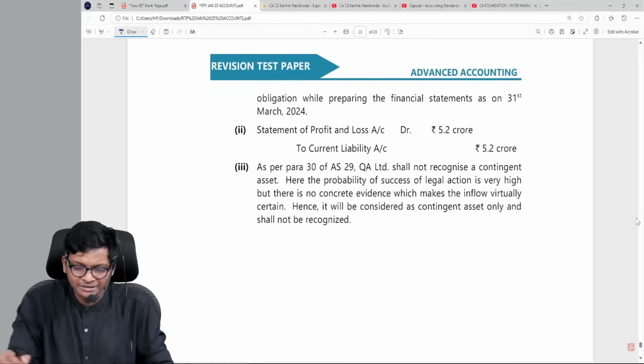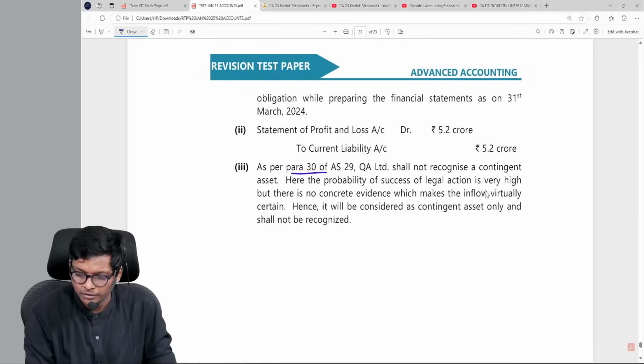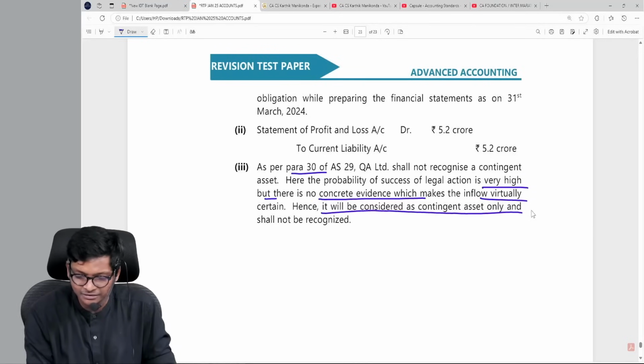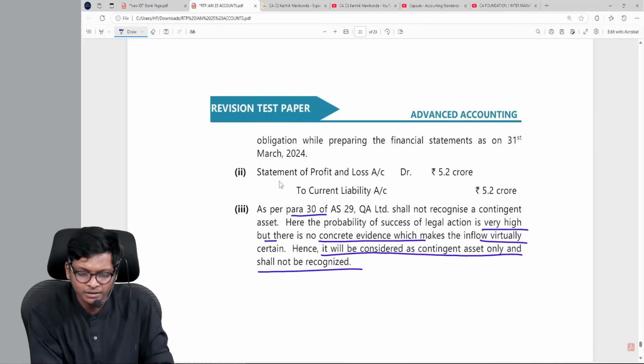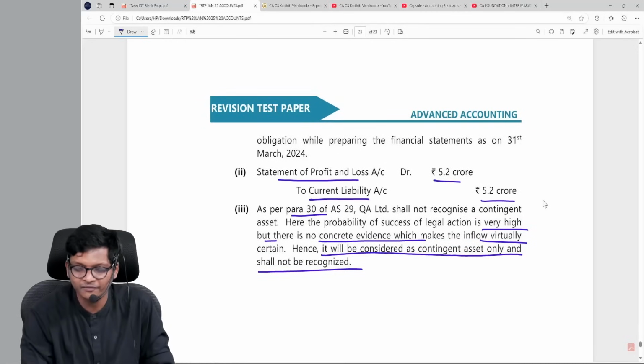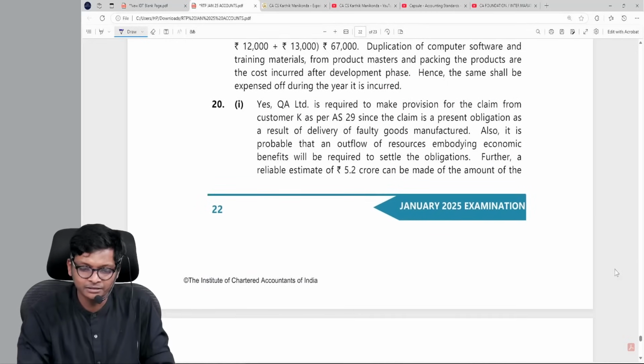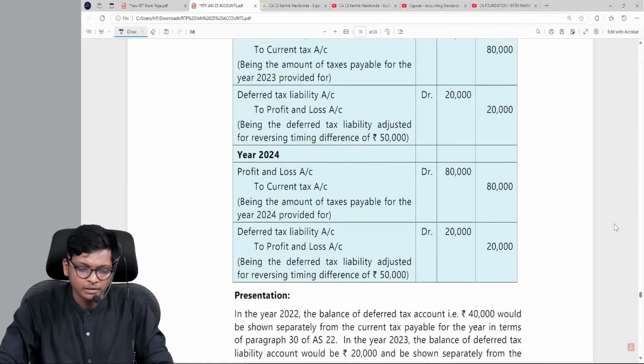Actually, the amount is not needed itself, as the probability is not very high and there is no concrete evidence making the inflow certain, therefore it will be considered a contingent asset and shall not be recognized. That's what we discussed. Any amount is fine in both reports. P&L debit to current liability 5.2, create a provision, and the reason. Are you following, guys? Okay. Next we'll go to the next question.